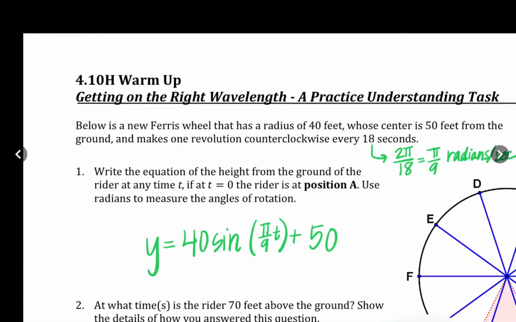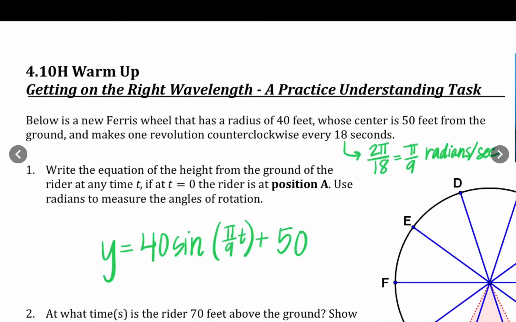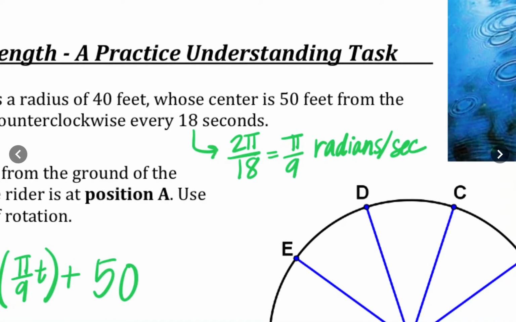Okay, here is 4.10. We are starting with a new Ferris wheel. It tells us that it has a radius of 40 feet with a center at 50, and it rotates counterclockwise every 18 seconds, which means that if I find the angular speed or the frequency, I would say 2 pi, which is my full circle, divided by 18, which gives us pi over 9.